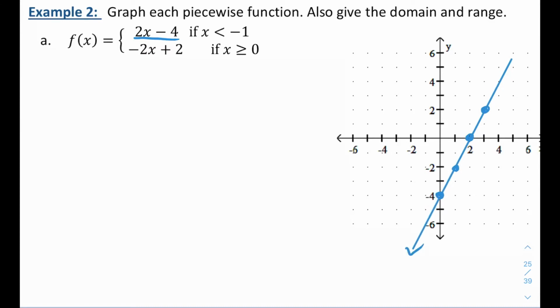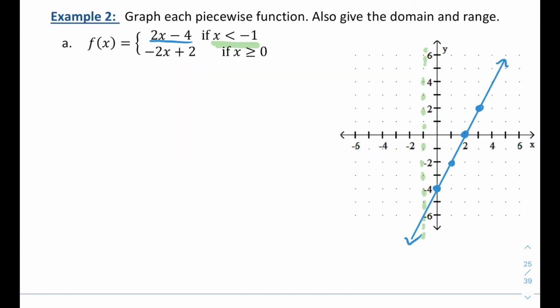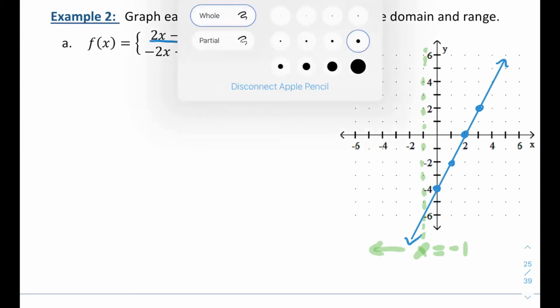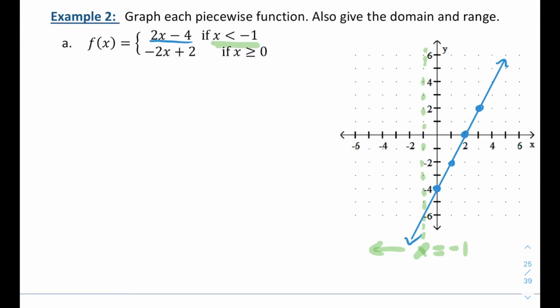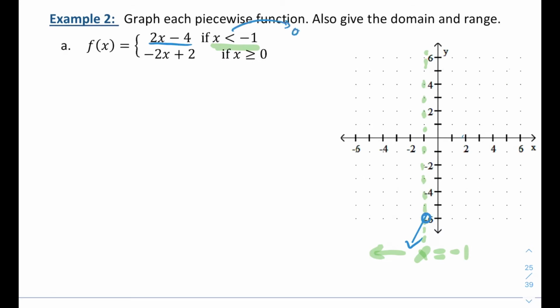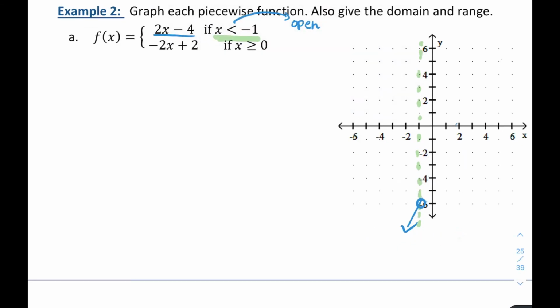And then where it becomes piecewise is I'm only supposed to be graphing it for points that have x values less than -1. So if you think about x values less than -1, that green dashed line splits off x values that are less than -1 on the left side and greater than -1 on the right, if you look at your x-axis. So I only want the ones with x values less than -1, so I'm going to erase everything extra. And it's strictly a less than, so my point at -1 is going to be an open circle.